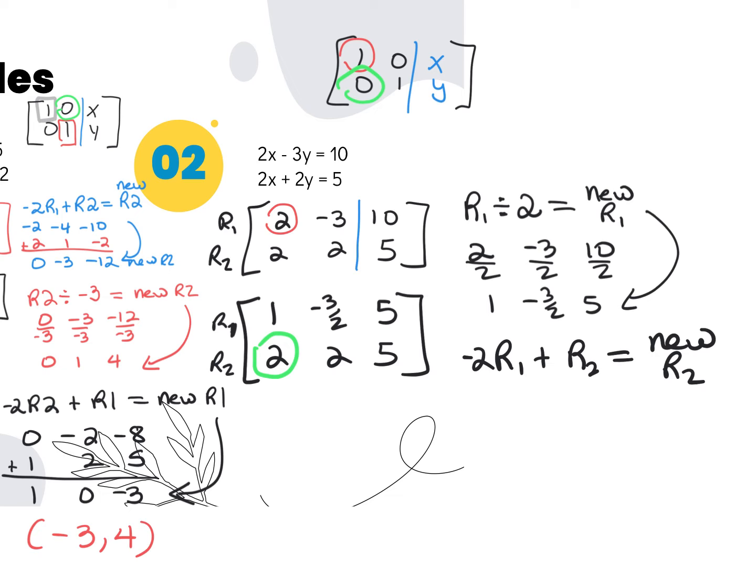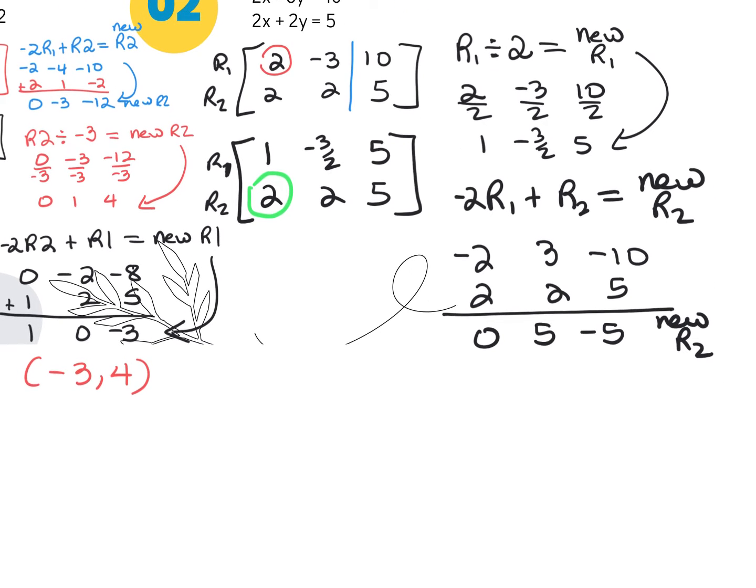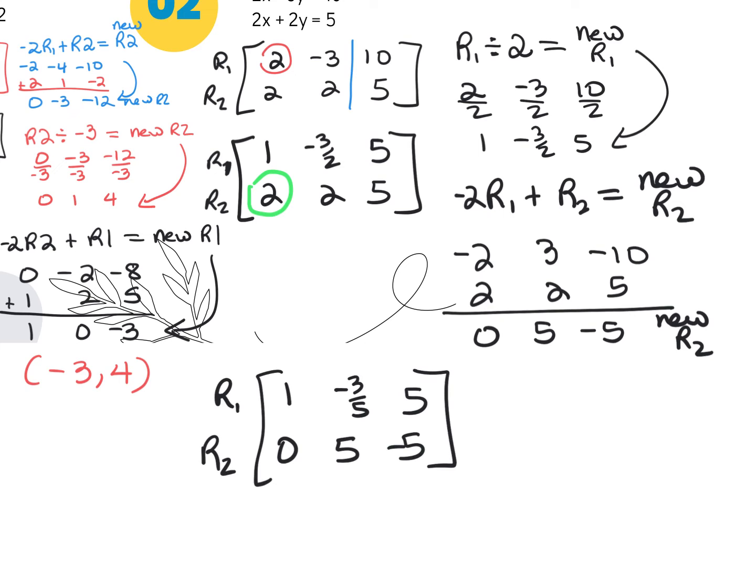My new row 1, or row 1 when I multiply it, is negative 2, positive 3, negative 10. Then I'm going to add that to row 2, 2, 2, and 5, giving me 0, 5, and negative 5 as my new row 2. So my row 1 stayed the same. And then my new row 2 is 0, positive 5, negative 5. Now I'm going to work on the next column.